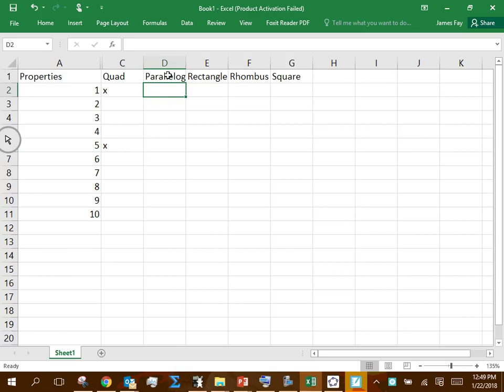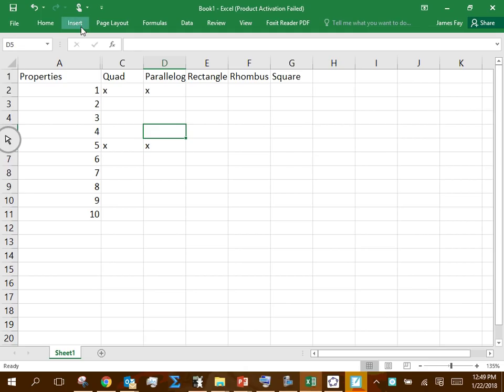Is every parallelogram a quadrilateral? Yes, it is. Okay, so when I start marking off the properties for parallelogram, I better mark off the exact same properties that I had for quadrilateral, right?